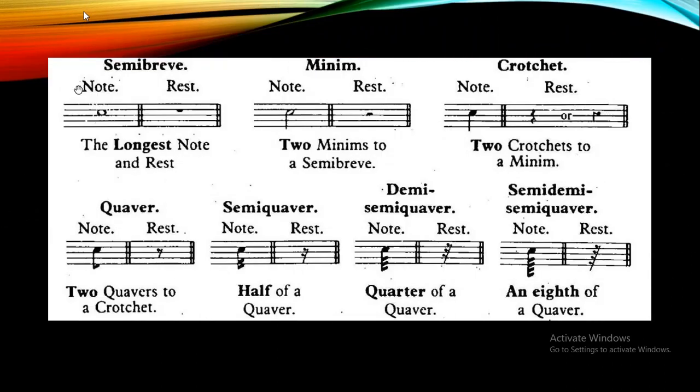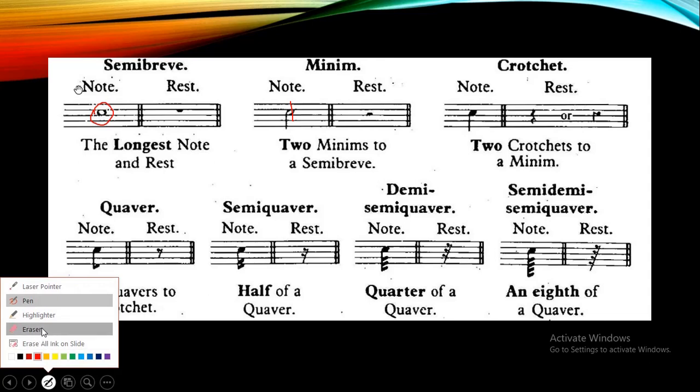Perhaps let's look at this. These are some of the 7 common musical notes and their rests. This is a note. This is a note. So in that kind of format is how we get them.